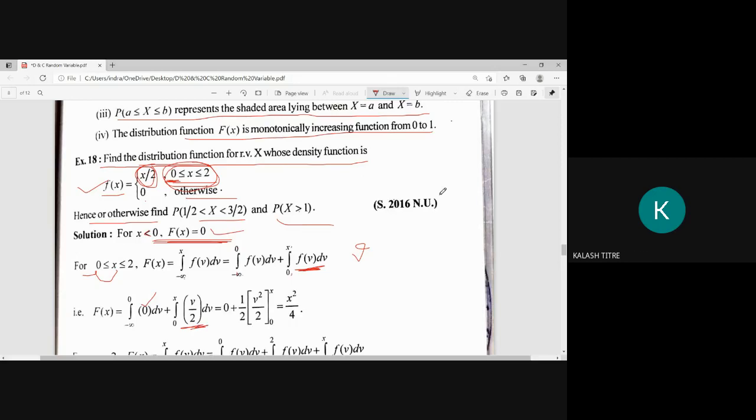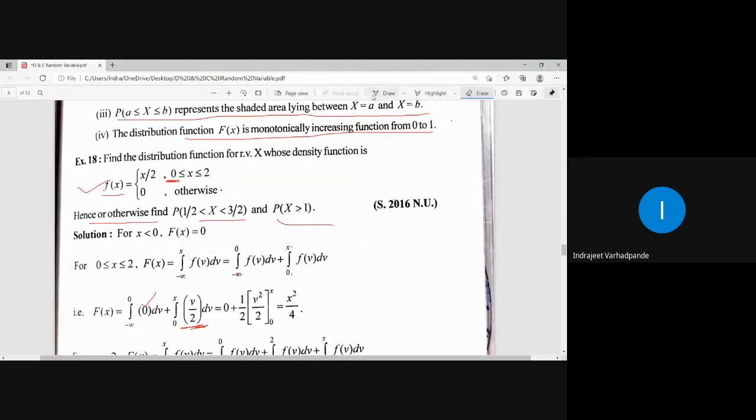Yes, sir. I hope this point is clear. This represents that I have to write down the integral up to x. Up to x, how is the interval going? Minus infinity to 0, 0 to x. And therefore, we are getting the integration of this f of v for integral minus infinity to x.